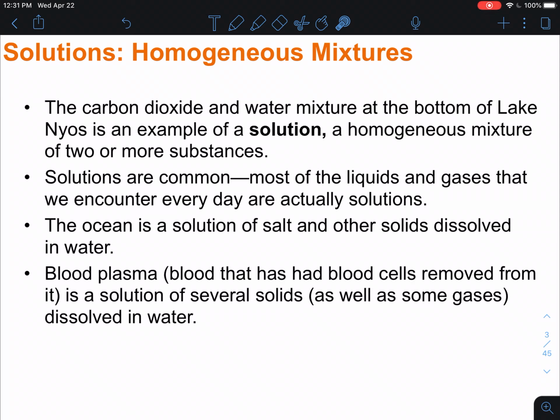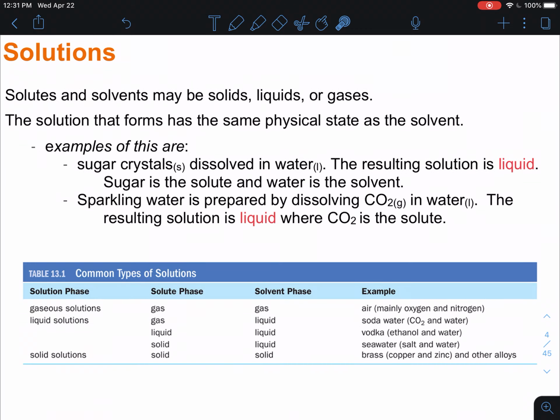Okay, but here are some examples of solutions. Ocean water is a solution where salt and other solids are dissolved in water. Again, the solution itself takes the phase of the solvent. Ocean water, the solution, is liquid. Blood plasma is another example. It's a solution of several solids dissolved, essentially in water, as well as some gases.